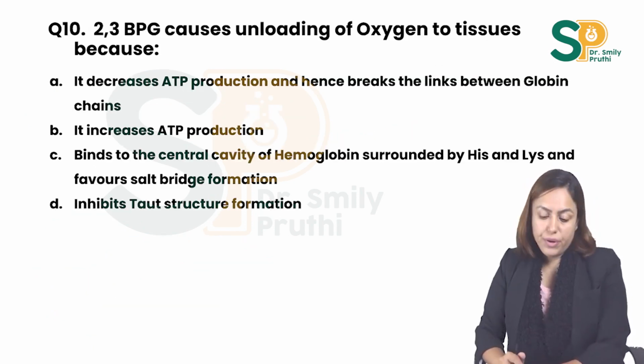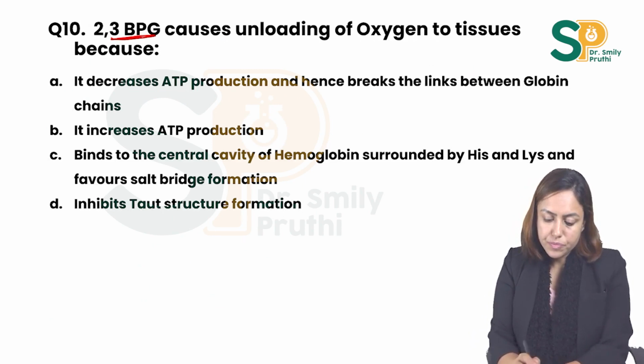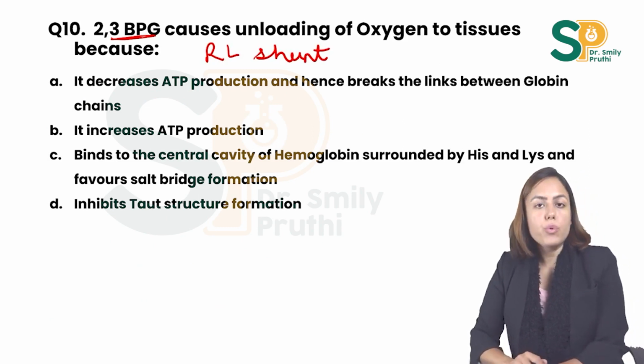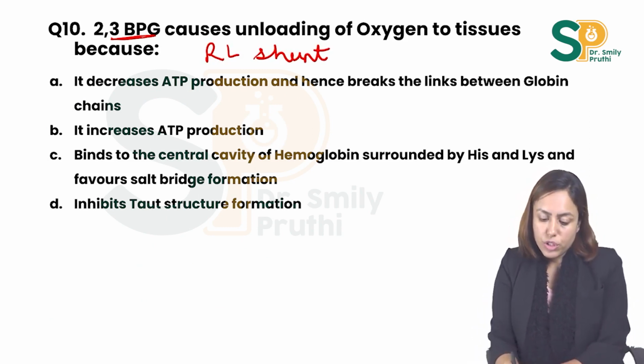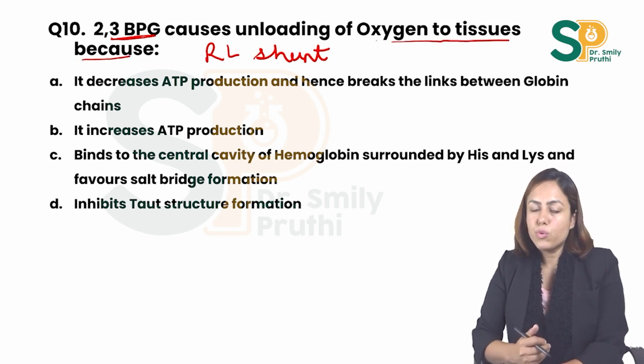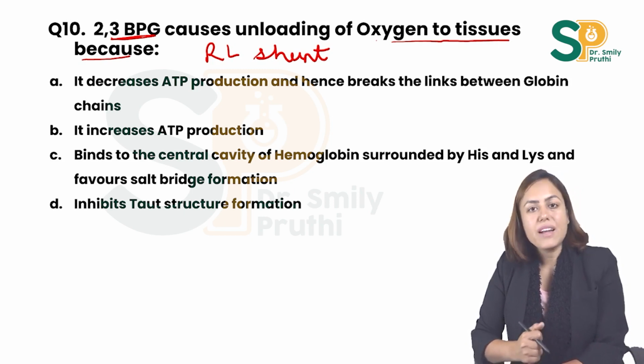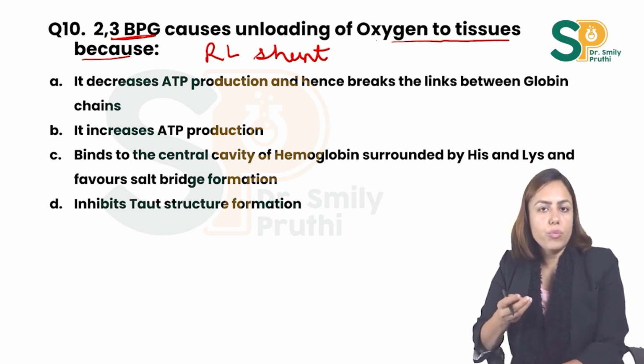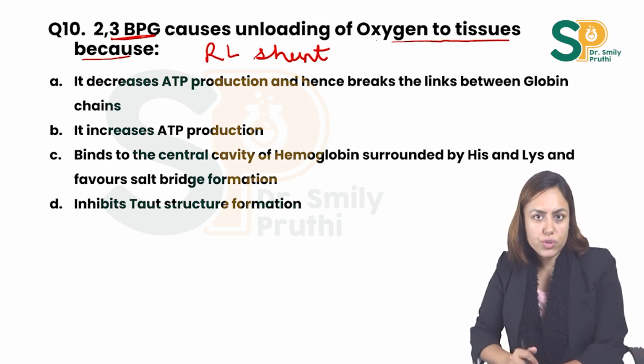The next question, number 10, 2,3-BPG. We know that 2,3-BPG is formed in the Rapoport-Luebering shunt. So the question is, it causes unloading of oxygen to tissues because, okay. So we know that when 2,3-BPG is there, it helps in release of oxygen from hemoglobin A at the tissue level, okay. So that hemoglobin gives its oxygen to the tissues, right?